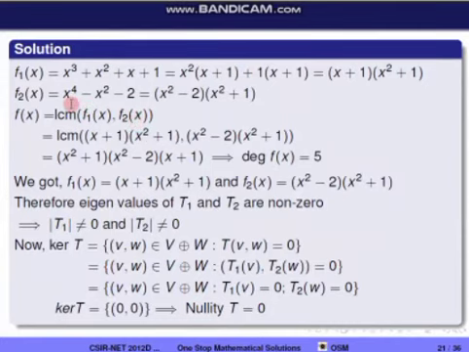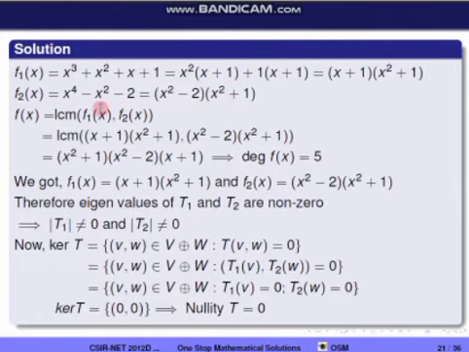First of all, I am simplifying f1 of x and f2 of x. f1 of x equal to x cube plus x square plus x plus 1. I am taking x square common from the first two terms, that is equal to x square into (x plus 1) plus 1 into (x plus 1). So from both these terms, x plus 1 is common, so this is equal to (x plus 1) into (x square plus 1). And f2 of x equal to x power 4 minus x square minus 2. So this is like the product of the roots is minus 2 and the sum of the roots is minus 1. So this can be written as (x square minus 2) into (x square plus 1).